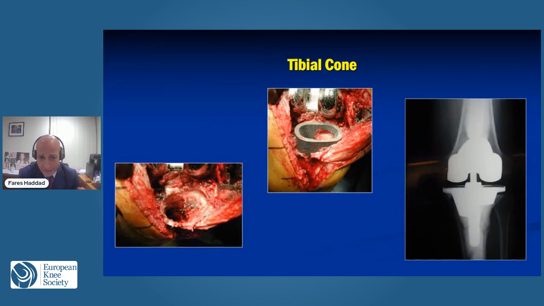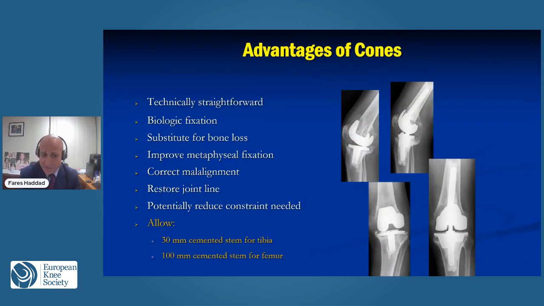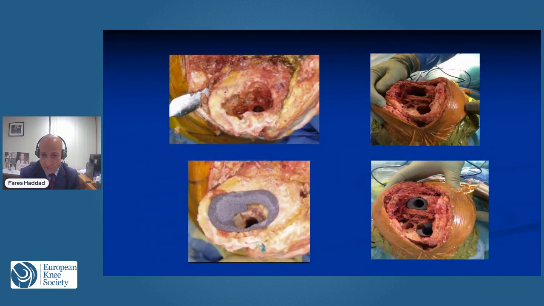The tibias, where it really solved some tricky problems, like you see here, where often we're even dealing with relatively unsupported, uncontained areas. The beauty of this form of metaphyseal fixation is it's, I think, technically straightforward. It's something you can teach residents and fellows very easily. I cannot stress enough that it's biological. It is substituting the bone. It's giving you fixation in zone 2, and it helps you correct alignment. And if you're thinking straight through the case, it will help you restore the joint line and potentially reduce the constraint you need. We've certainly reduced the length of stems that we use with this kind of cone fixation.